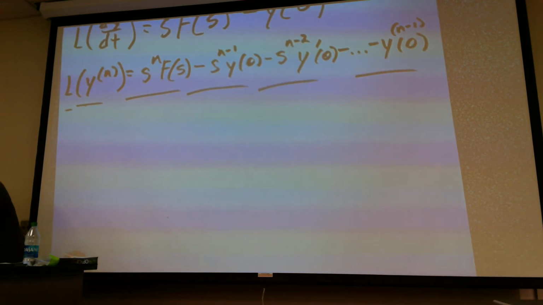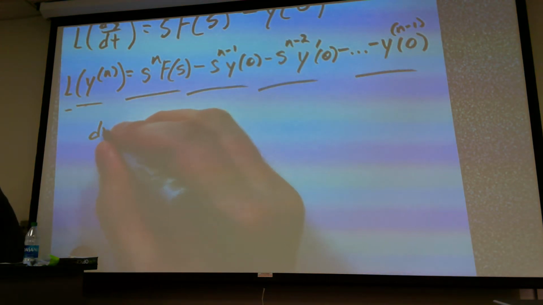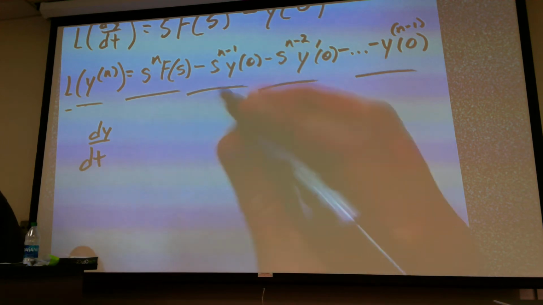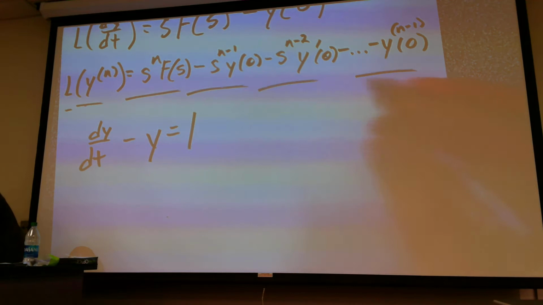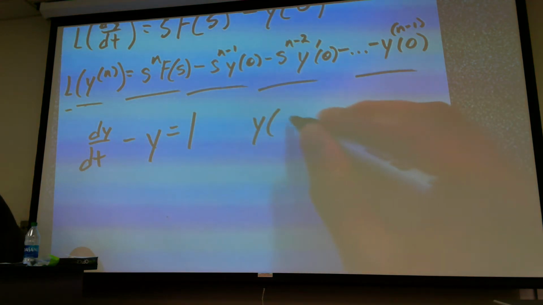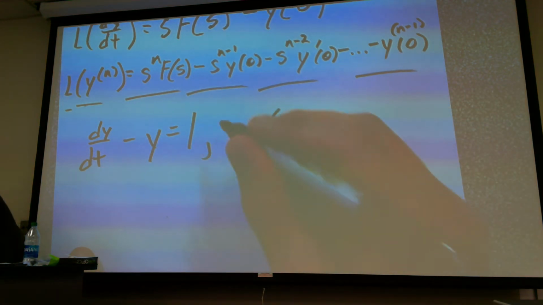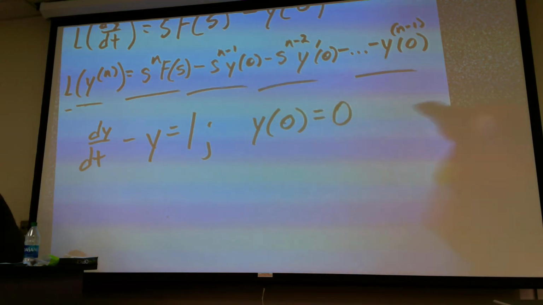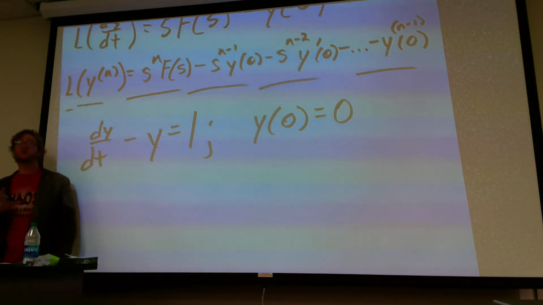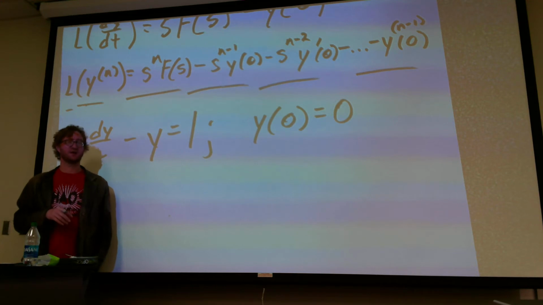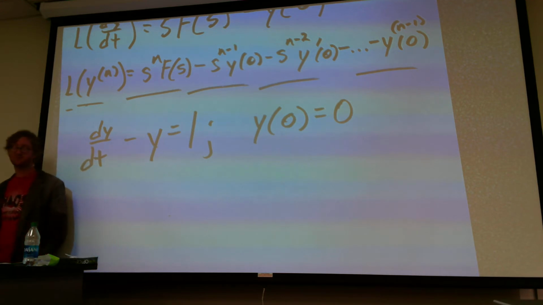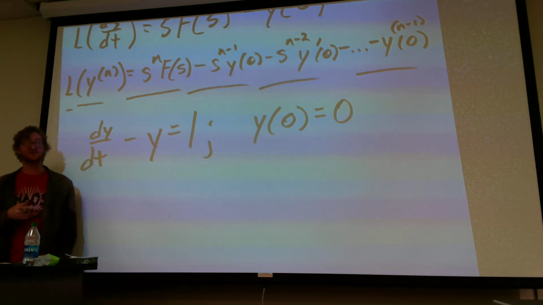So let's say we just had this differential equation right here: dy/dt minus y equals 1, and y(0) equals 0. What we're going to do is the Laplace transform on this differential equation, and then we're going to do the inverse Laplace transform of the result, and we're going to get the solution to this differential equation.